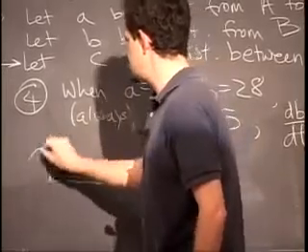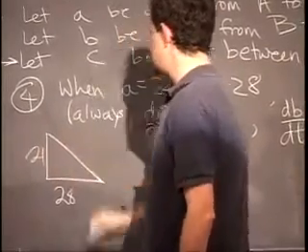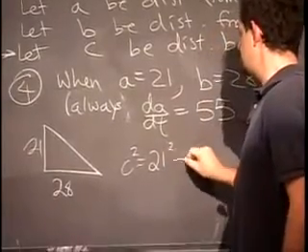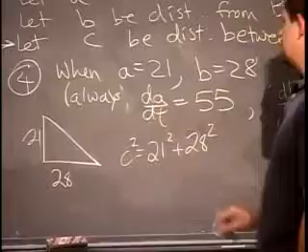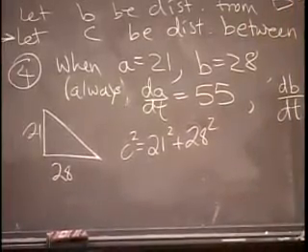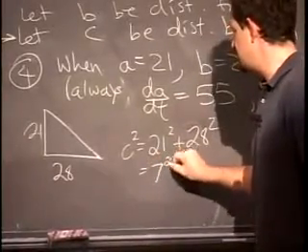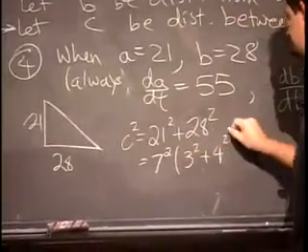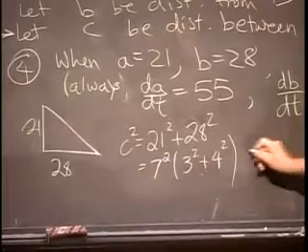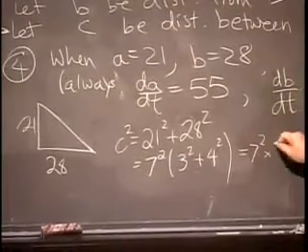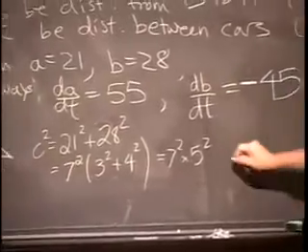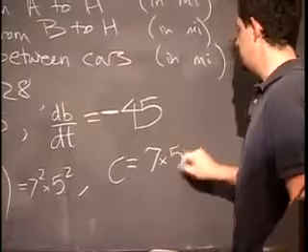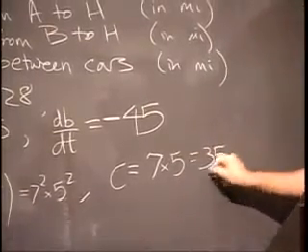Now I will fix this at 21, 28, and I can use Pythagoras' theorem to see that C squared is 21 squared plus 28 squared. That's sort of a hard thing to solve. But actually, if you pull out a factor of 7 squared, you see it's 7 squared times 3 squared plus 4 squared, which is actually 7 squared times 5 squared. So this means that C is actually equal to 7 times 5, which is 35. I didn't need a calculator to do that.